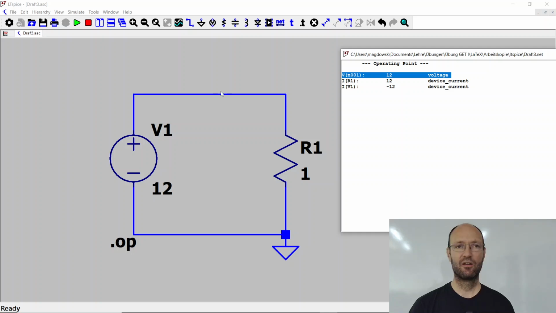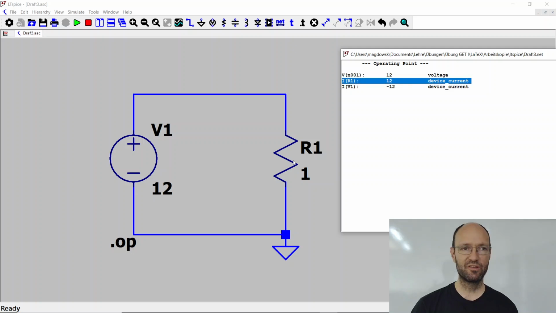And in this case, if we take the voltage from here to the ground node, of course, it's the same voltage as across the resistor, which is 12 volts, the voltage set here by our source. And then, as we discussed before, if we have 12 volts and a 1 ohm resistor, we should get 12 ampere of current. And we can see here, okay, we get 12 ampere of current through the resistor. Why do we get minus 12 ampere of current through the voltage source?